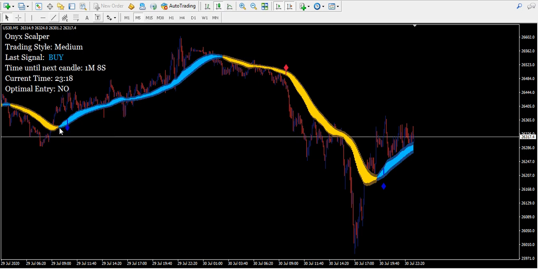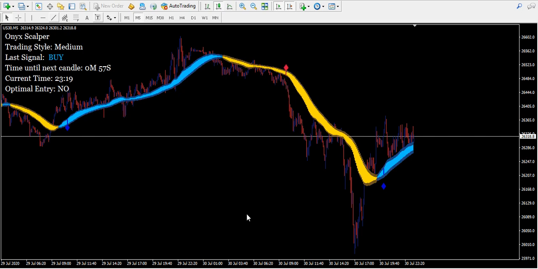So let's say when it started painting there, you'd actually want to open up a trade at the optimal entry, which is a buy trade over there. Okay, and then over here you see the yellow band began to form, and then it popped up with that red dot there. That was the optimal entry to sell.